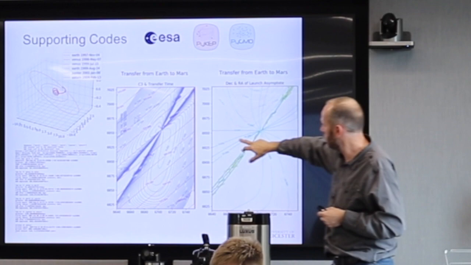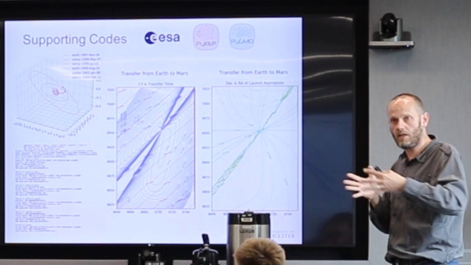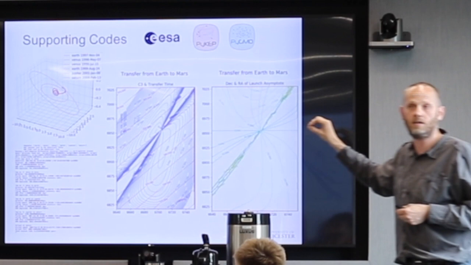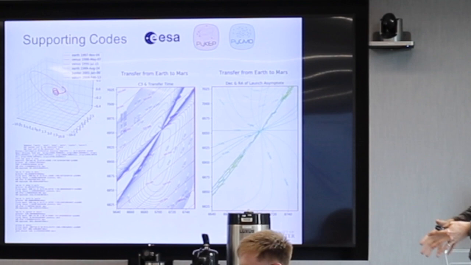We can use these to identify launch windows, windows constrained by the energetics of the launch vehicle, for example. We can output right ascension and declination of launch asymptotes, and we can use those as initial starting conditions in GMAT. So PyKEP and PyGMO provide us with inputs to GMAT, which can then be used to model gravity assist encounters.